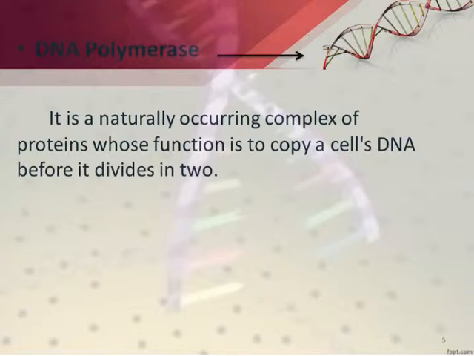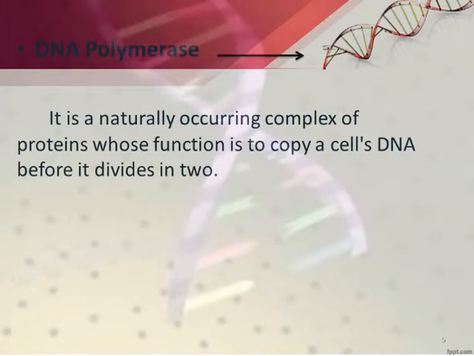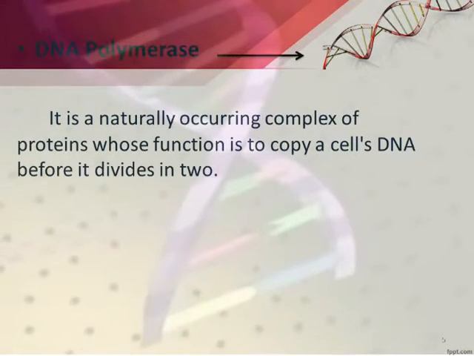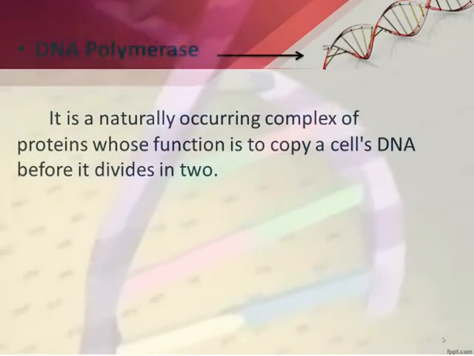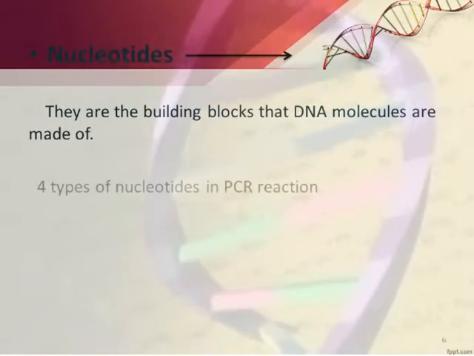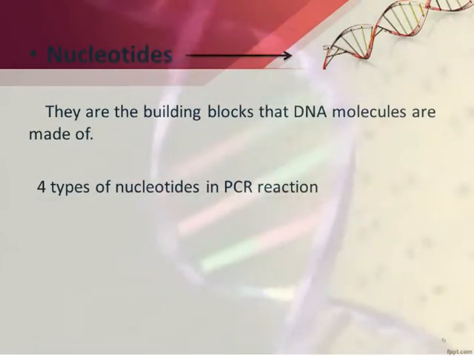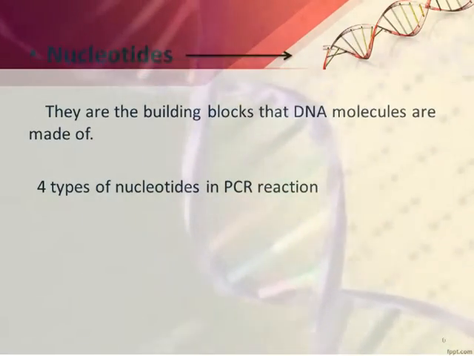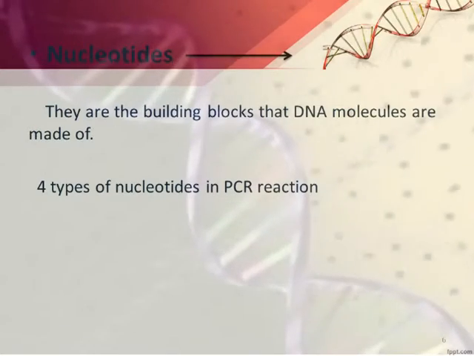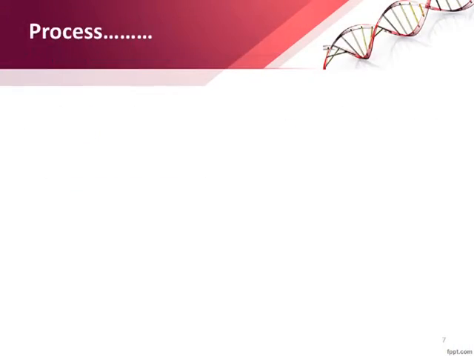DNA polymerase is a naturally occurring complex of proteins whose function is to copy a cell's DNA before it divides into two. Nucleotides, they are the building blocks. The DNA molecules are made up of 4 types of nucleotides in PCR reactions: adenine, cytosine, guanine, and thymine.